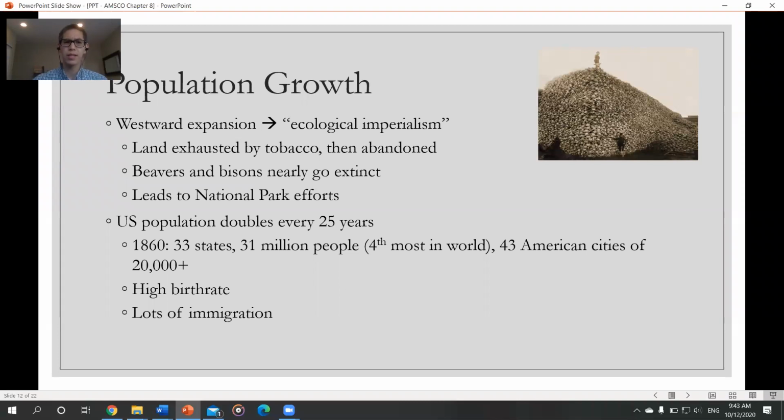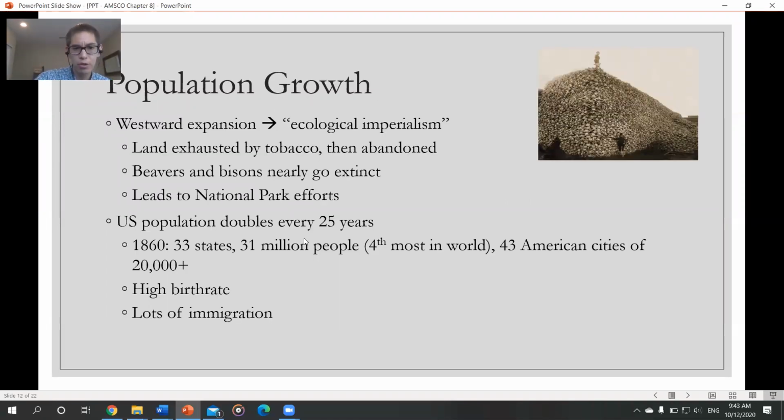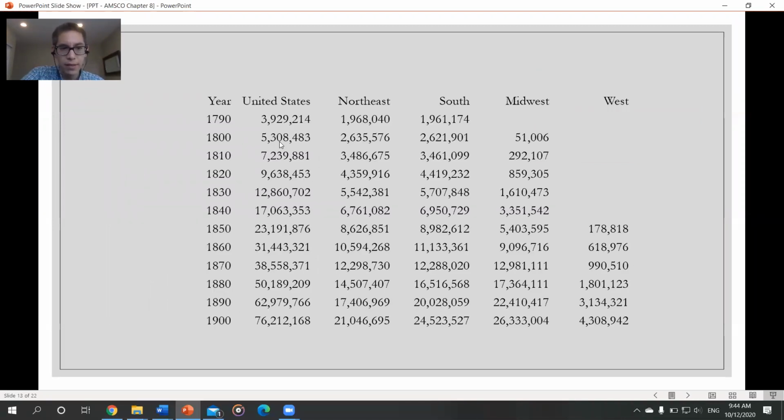Some other trends that we're seeing is population growth, massive population growth in the Americas. Most of that is caused by westward expansion. Now, let me just show this here real quick. This shows us a graph of population growth. And you'll see here that the US population doubles every 25 years. So if you go from 1800 to 1830, more than doubles. To 1860, it almost triples.